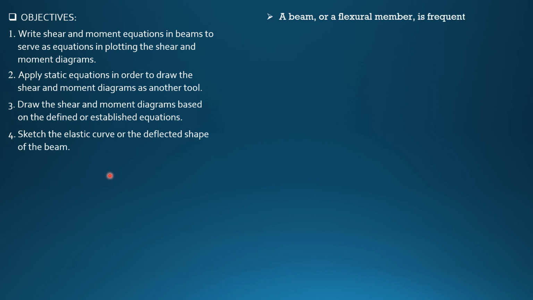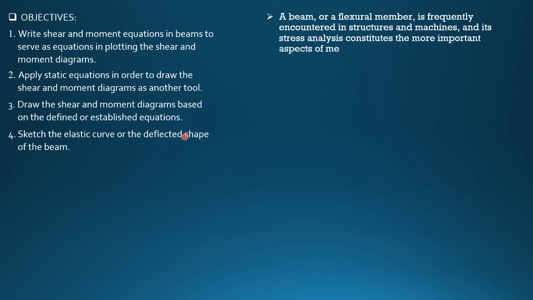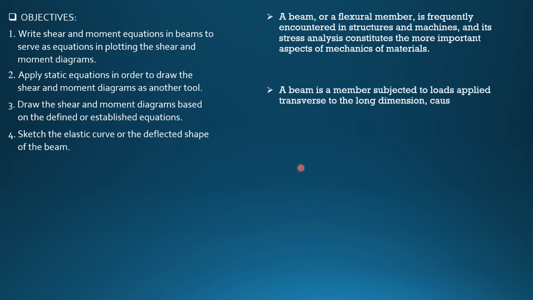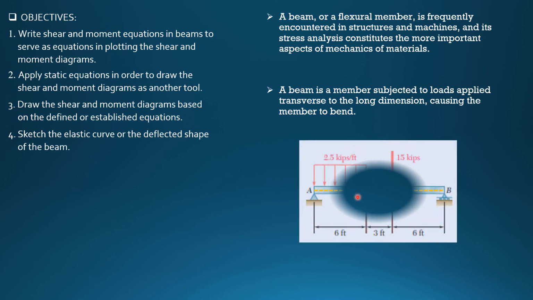So we define a beam as a flexural member, which is frequently encountered in structures and machines, and its stress analysis constitutes one of the more important aspects of mechanics of materials. A beam is a member subjected to loads applied transverse to the long dimension, causing the beam to bend, as shown in the figure. So remember the effect of forces or loads to deformable bodies. It will produce stresses and deflections, as shown.